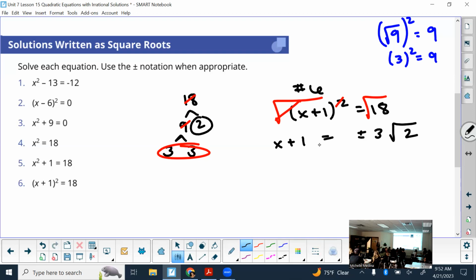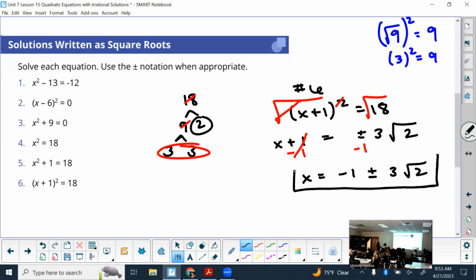All right, we're still not done because x is not alone. What's opposite of adding 1? Whatever you do on one side. And it is possible that your answer won't be like a number, essentially. It'll be like an expression like this. This is an example of that. So my answer for 6 is that x equals -1 plus or minus 3 radical 2. Okay, questions on that?